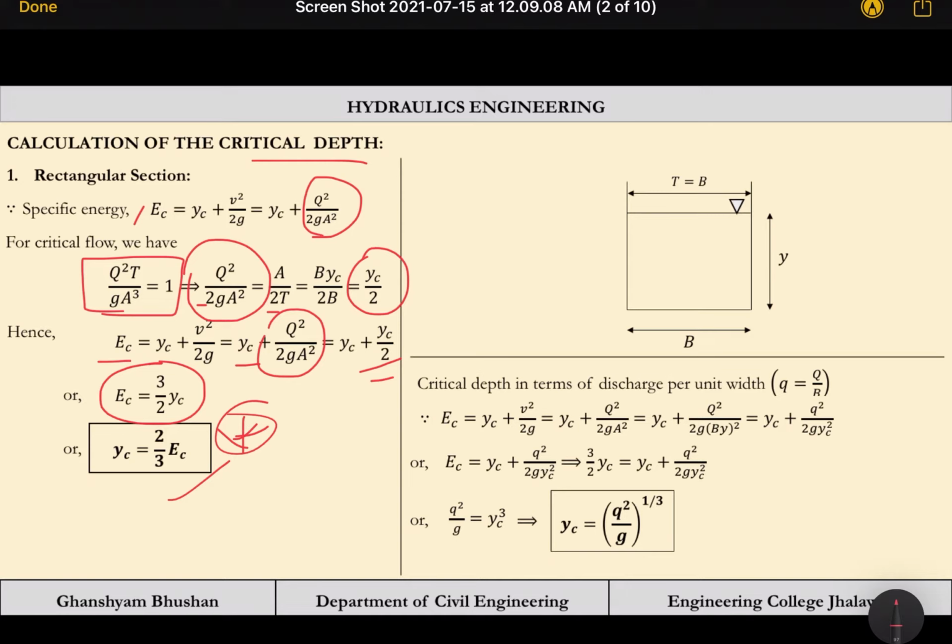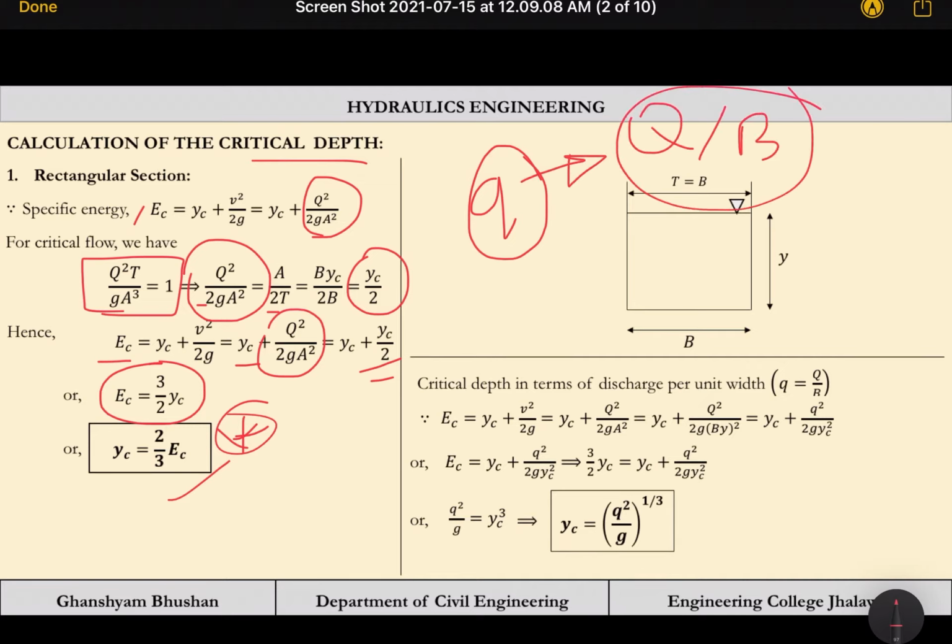Now in open channel flow a very important term q is there. So q is what? The discharge per unit of width. Because for a rectangular channel the width is constant, it is a general practice to represent the discharge per unit width. So q is a very important parameter. What we are going to do is calculate yc in terms of q. Let us see how we are going to do that.